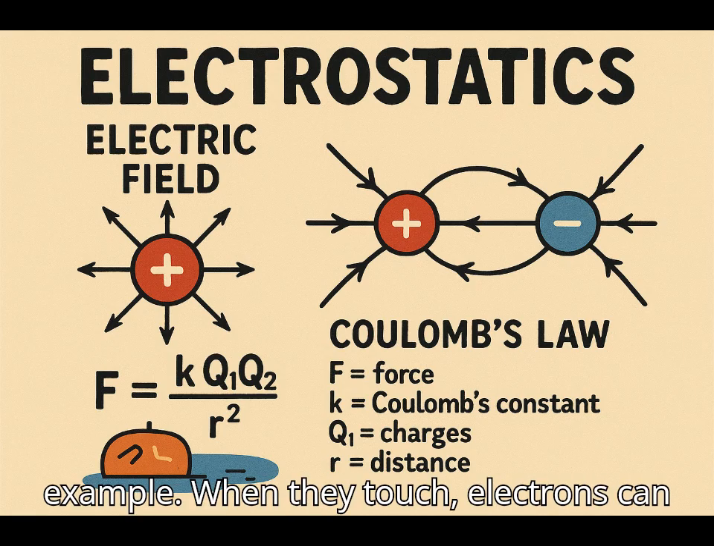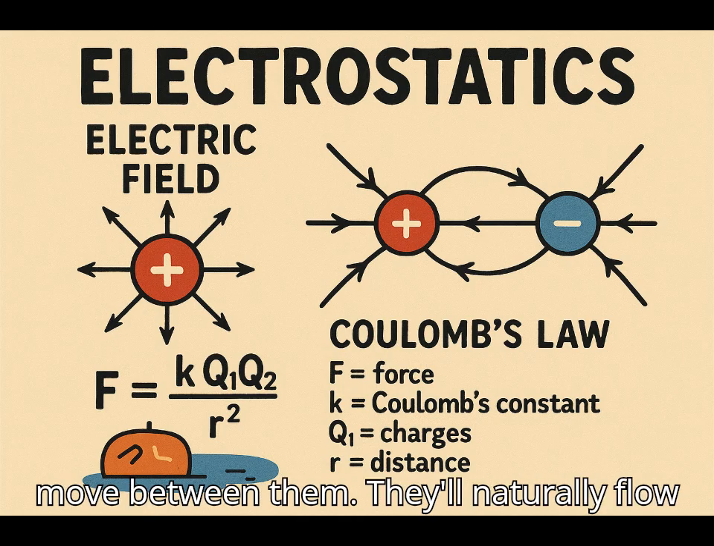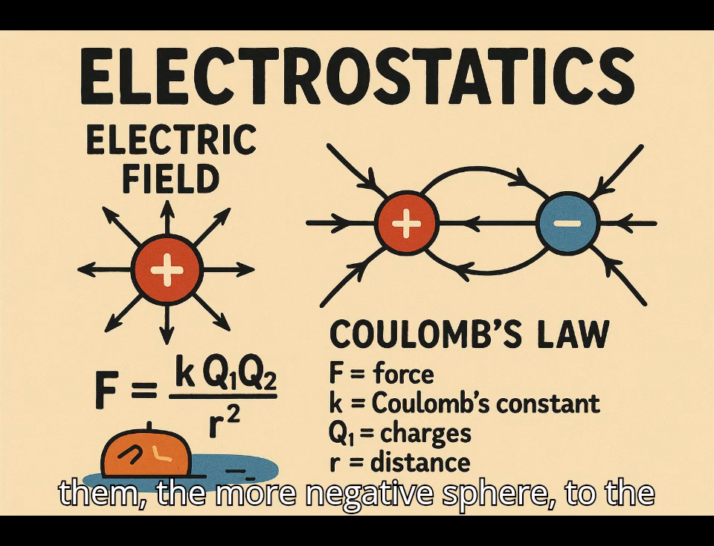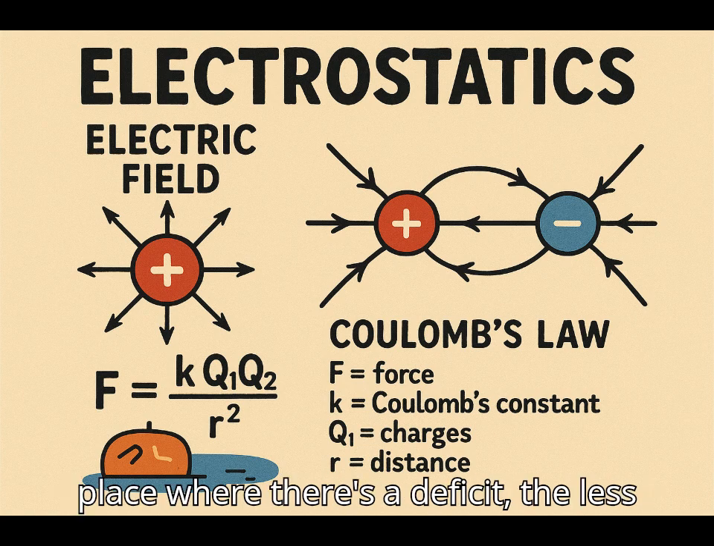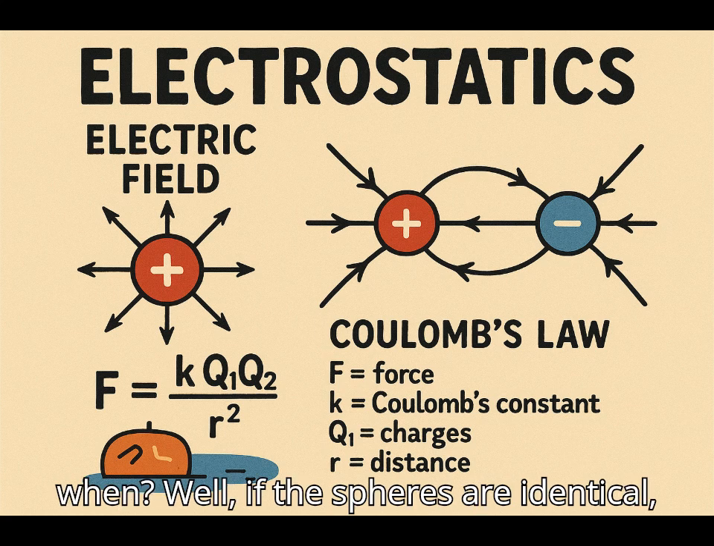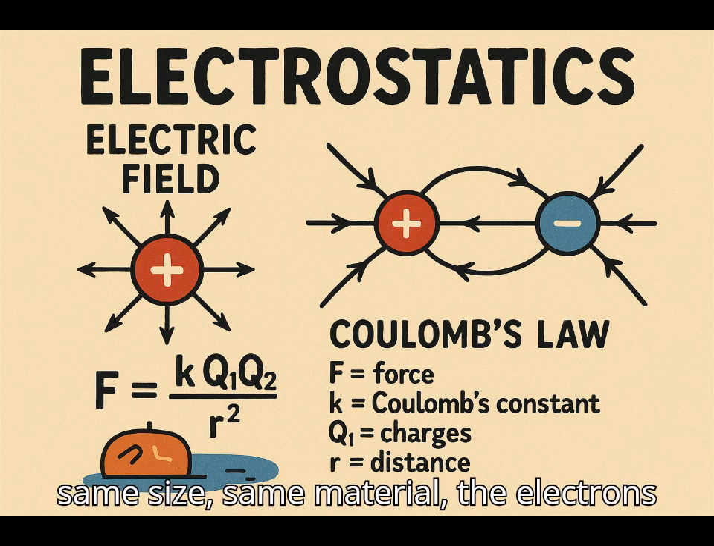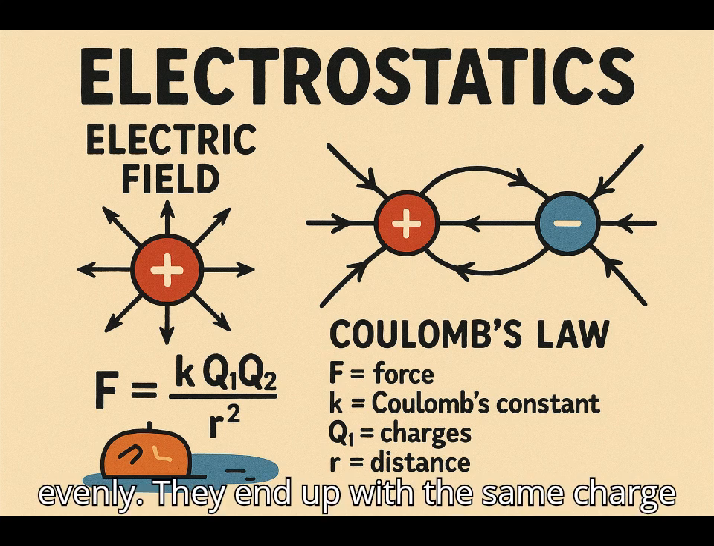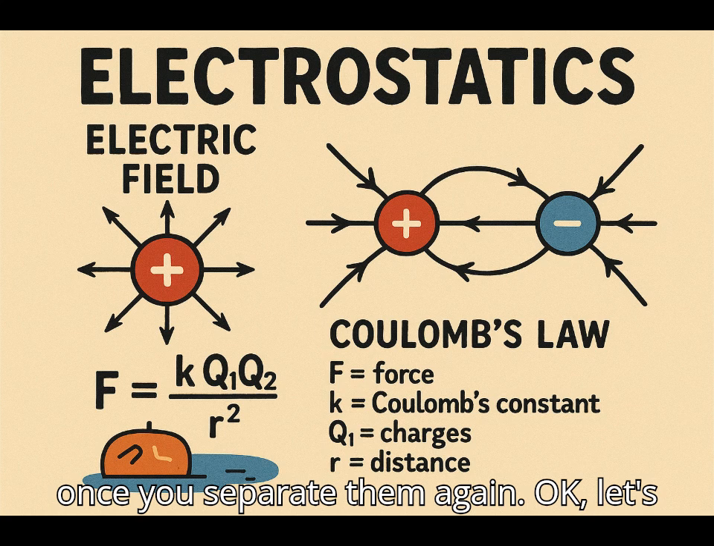Perfect example. When they touch, electrons can move between them. They'll naturally flow from the place where there's an excess of them, the more negative sphere, to the place where there's a deficit, the less negative or more positive sphere. Until when? Well, if the spheres are identical, same size, same material, the electrons redistribute until the charge is spread evenly. They end up with the same charge once you separate them again.